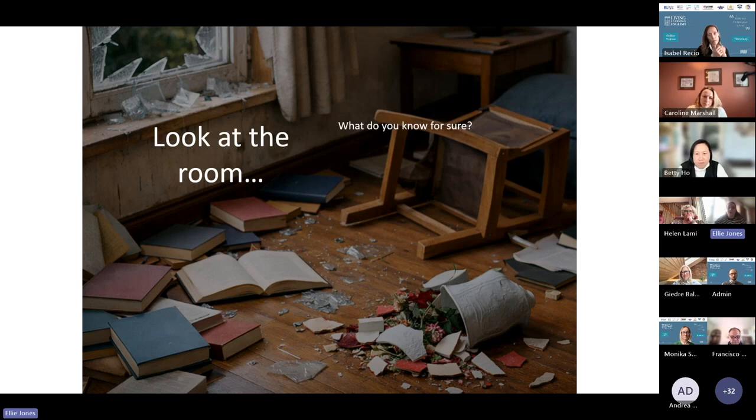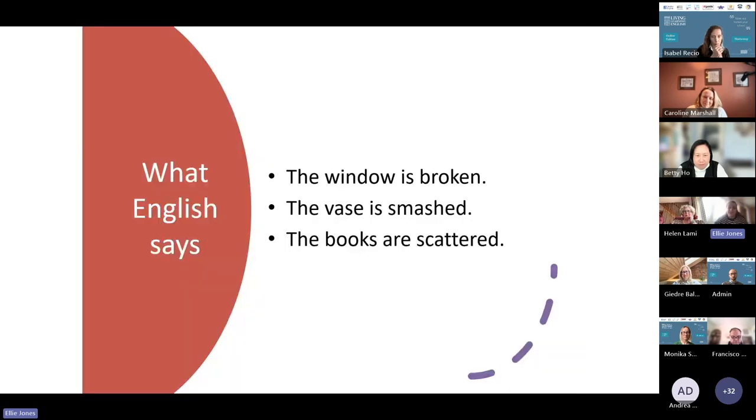Only the things that you know for sure. Here are the extensive notes that I made as a detective. The window is broken. The vase is smashed. The books are scattered. You'll notice that I didn't tell you who broke the window or when the vase was smashed or even why the books were scattered. I'm just telling you about the results of an action, what I can see in front of me.